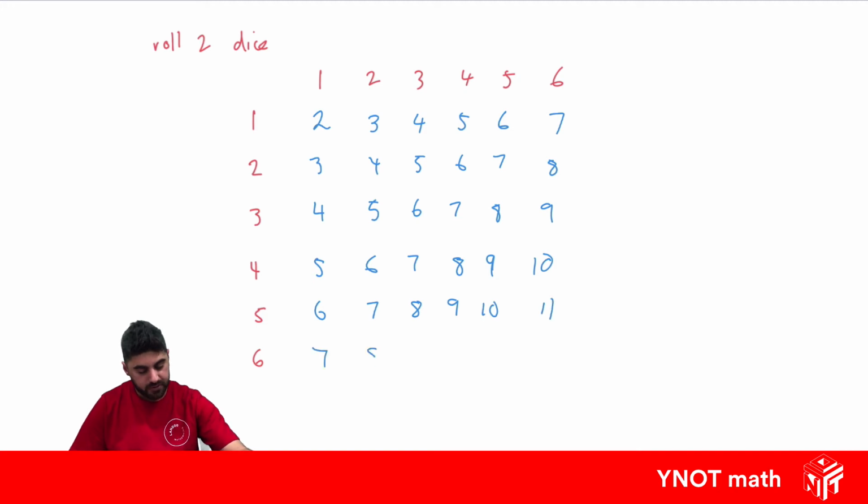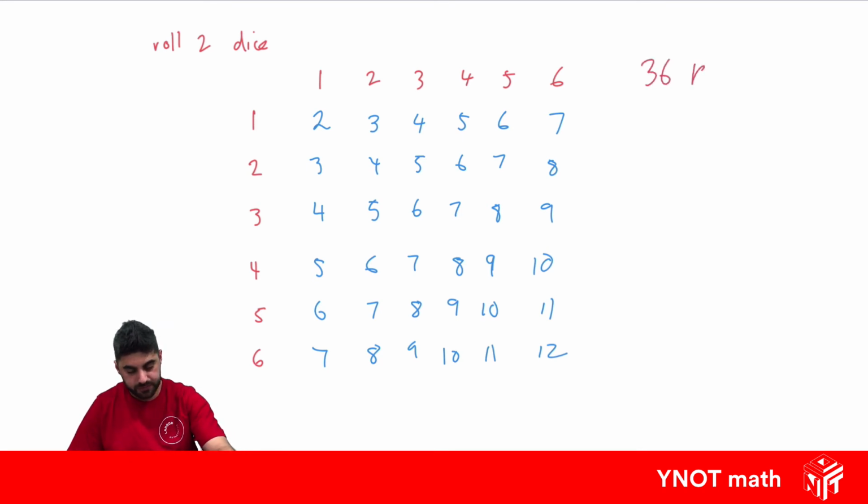And finally 7, 8, 9, 10, 11, and 12. So there's only one way you can get 12, and that's if you roll a 6 and a 6. And there's only one way you can get 2, and that's if you roll a 1 and a 1. So how many possibilities is all this together? Well, we have 6 things down and 6 things across, which means there's going to be 36 possibilities altogether.